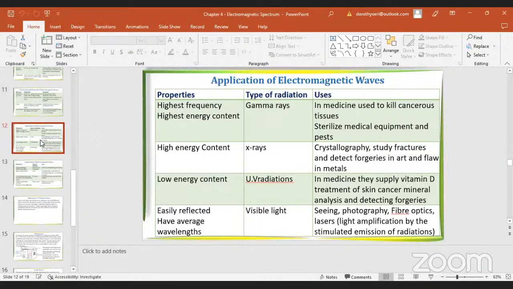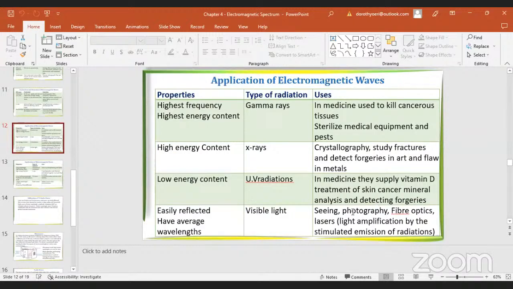X-rays: if somebody has got a fracture, you'll always be sent for an X-ray. Also detection of forgeries in art, and in industries where they manufacture, for example, iron sheets, they use these to detect flaws so that customers do not get damaged goods. UV radiation supplies vitamin D, that is why we warm ourselves in the sun. Doctors always advise mothers to take their babies out to warm themselves in the sun so that they do not have a deficiency of vitamin D.